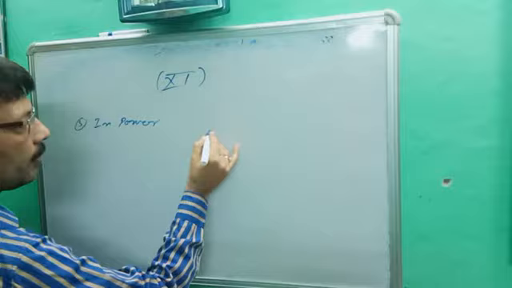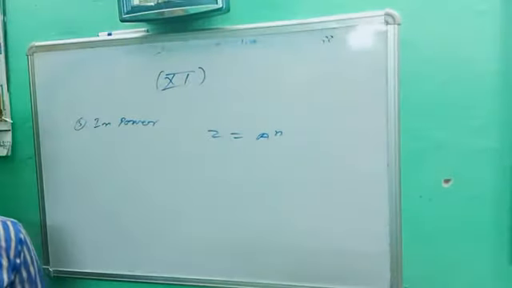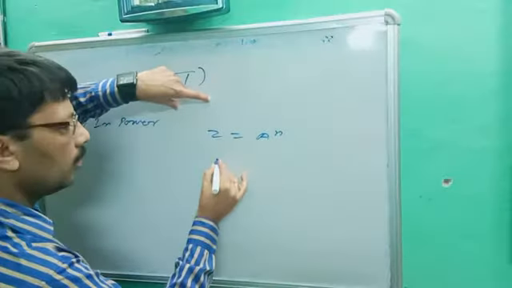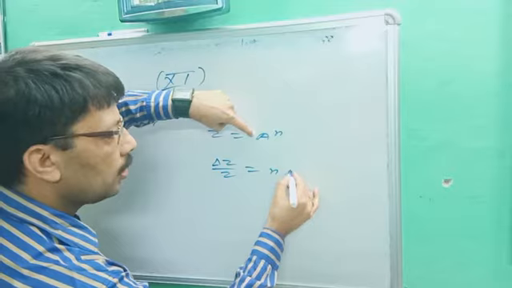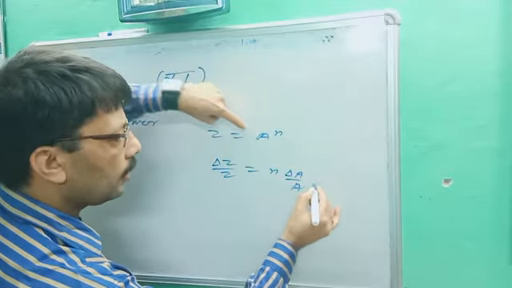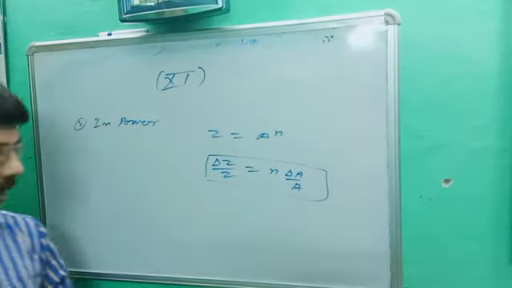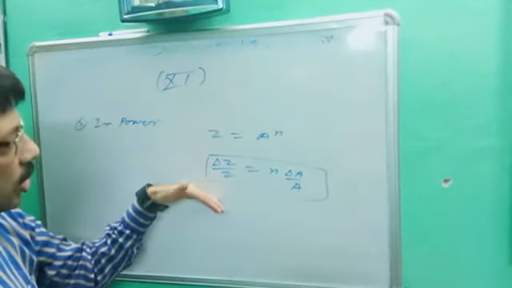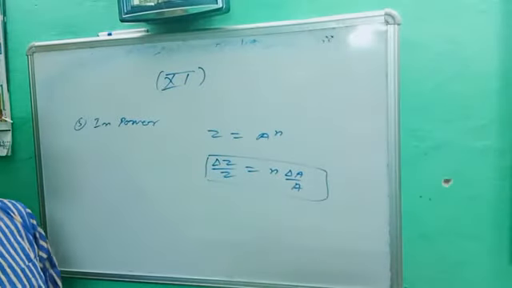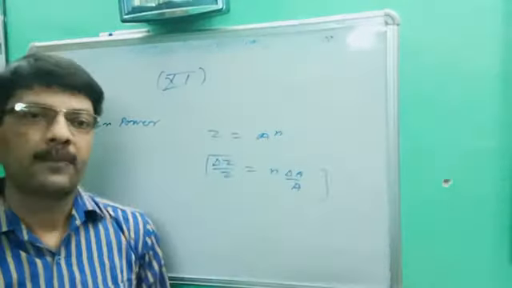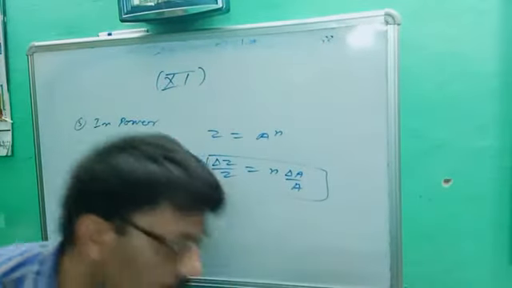Let's suppose it is given z is equal to a whole power n. This is the power. So we can write its formula: del z upon z is equal to n, n will come down, del a upon a. This is the formula for error in power. Directly we can write the formula: del z upon z is equal to n del a upon a. This is the formula for error in power. Are you getting? So this is all about the combination of error and their formulas.